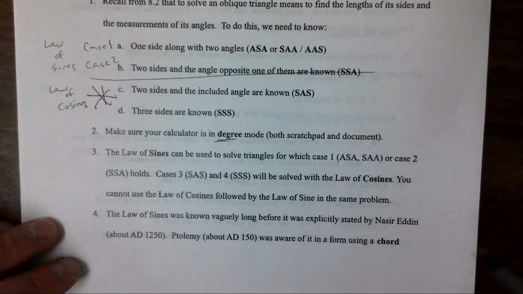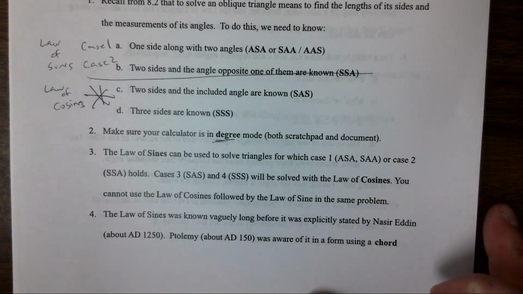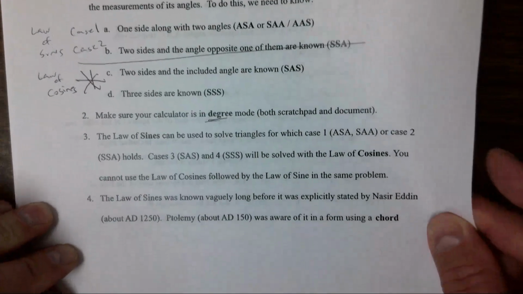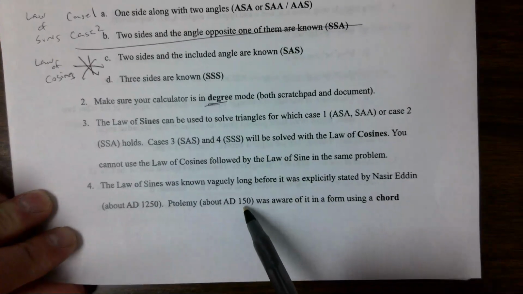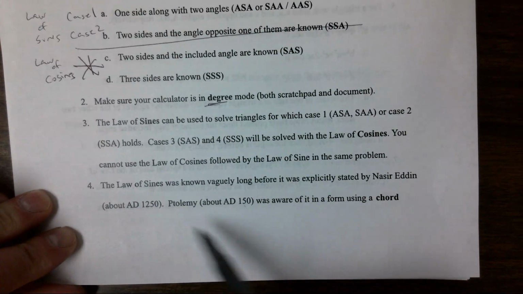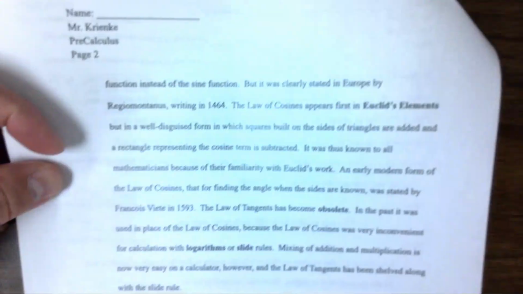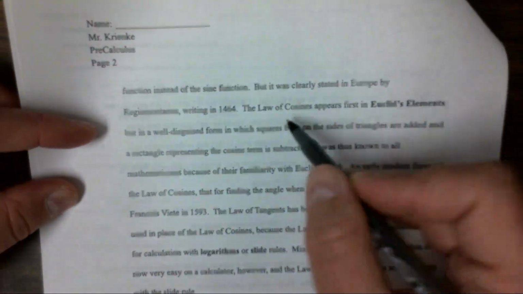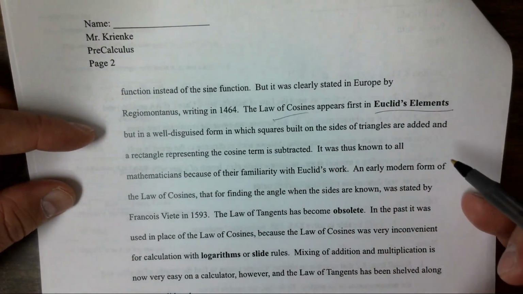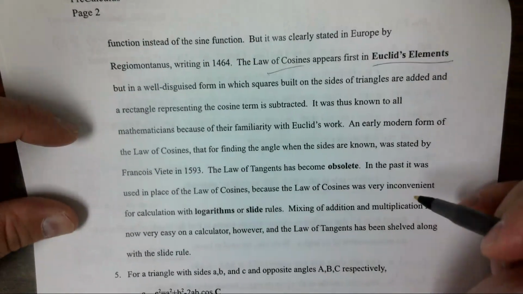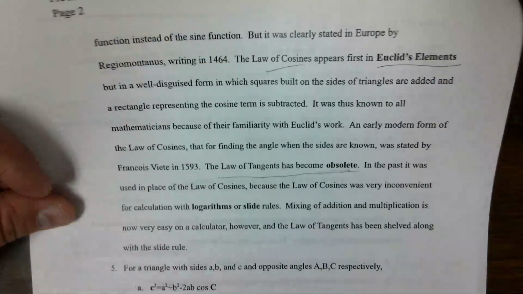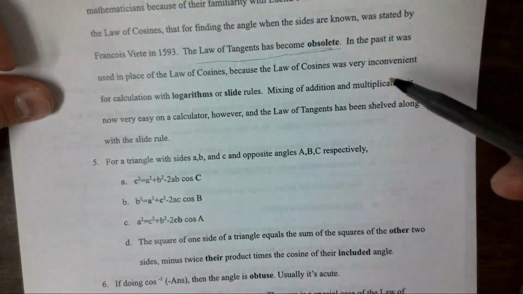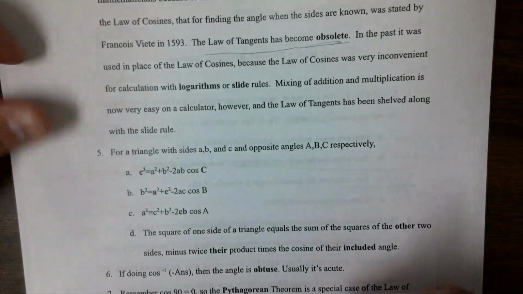And a lot of this is historical, which I'm not going to read through. You can kind of read through it or skim through it yourself. Basically, it goes way back. Like law of sines was used in AD 150. Law of cosines was in Euclid's Elements, which is a famous book. Law of tangents is obsolete, so it's not used. Okay, and y'all can read through the rest.